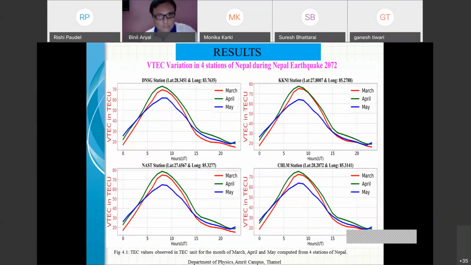Maximum TEC values are reached between 6 UT to 13 UT, while the minimum TEC occurs in the morning and then gradually decreases after sunset. But in 2015, April had the highest TEC, followed by March, and the lowest TEC was in May. Usually, this trend was not followed every year. That's why that increment in the April month led us to go further to study it.